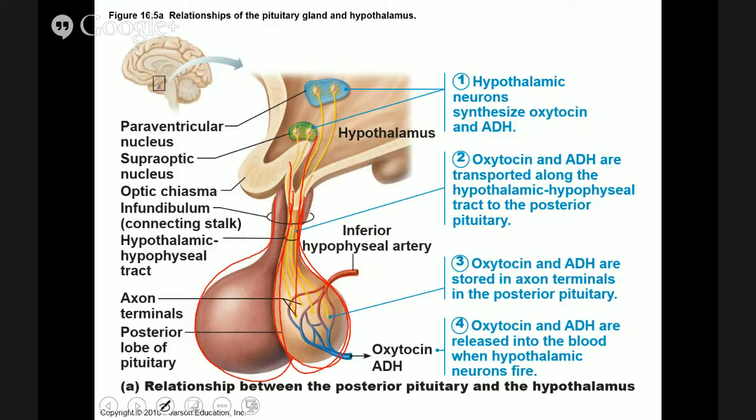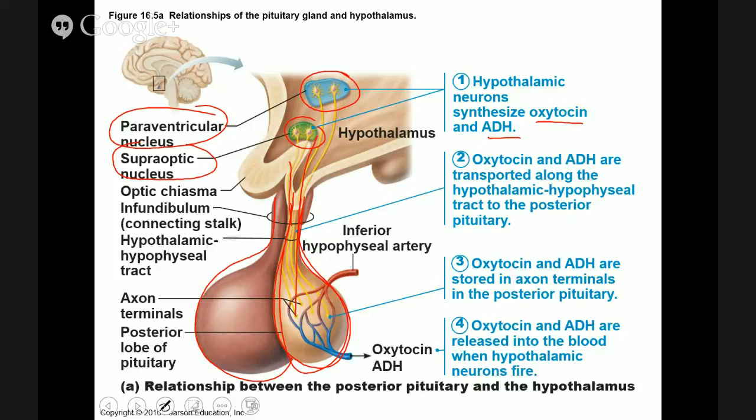What we're going to see here is that the posterior pituitary, which is also called the neurohypophysis, is not going to produce its own hormones. What it does is simply store hormones that are created by the hypothalamus. There are only two hormones that the hypothalamus produces that are stored in the posterior pituitary, and there are two nuclei that create those hormones: the paraventricular nucleus and the supraoptic nucleus. That's not important. What is important are the two secretions of the posterior pituitary, oxytocin and ADH.